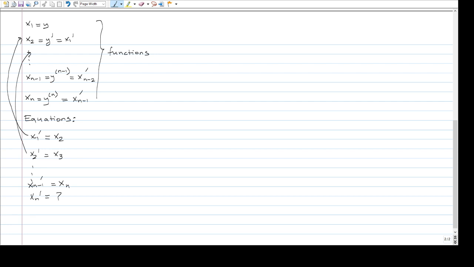Now, what about xn prime? What is the derivative of xn? That comes from our equation star. Remember, we are trying to solve the equation star: the nth derivative of y plus a1 times the n minus first derivative plus up to an times the function y, equal to the function b. So remember, xn is the nth derivative of y.